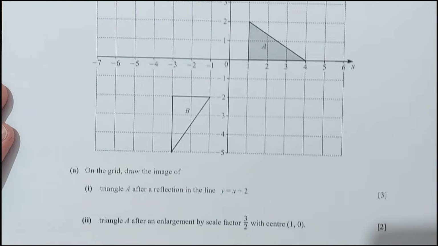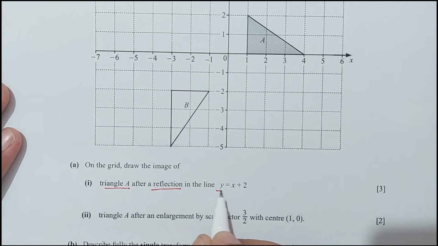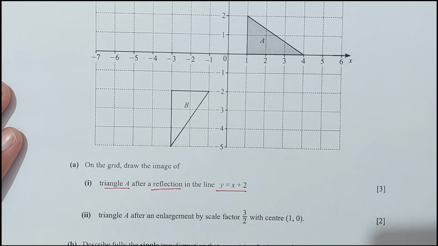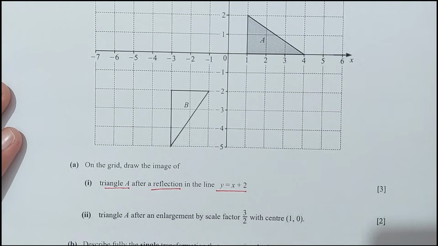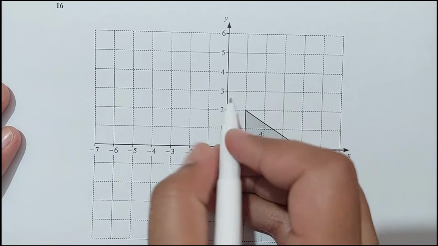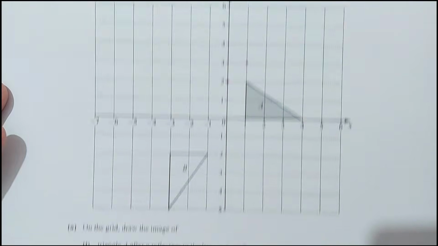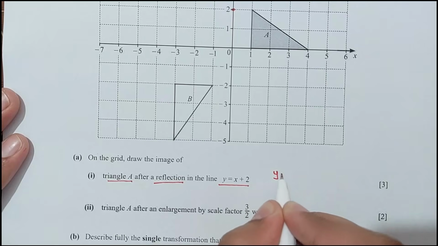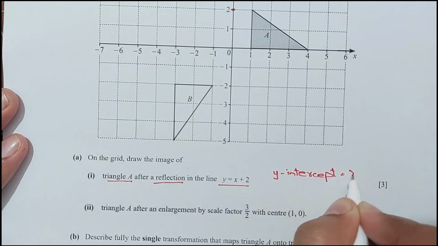Question number 16. Part A, on the grid, draw the image of number 1, triangle A after reflection in the line y equals x plus 2. So this is a triangle A. We have to do a reflection. First, we have to draw the line y equals x plus 2. The y-intercept is 2 and the slope is 1. You can see the y-intercept is equal to 2.